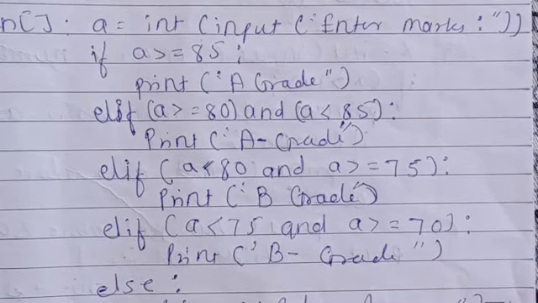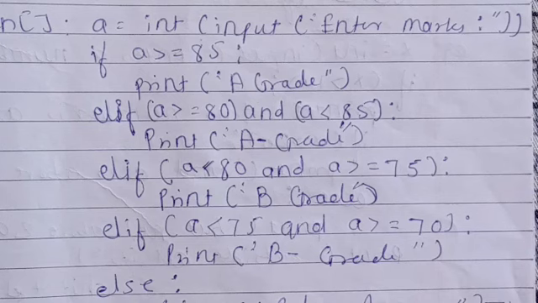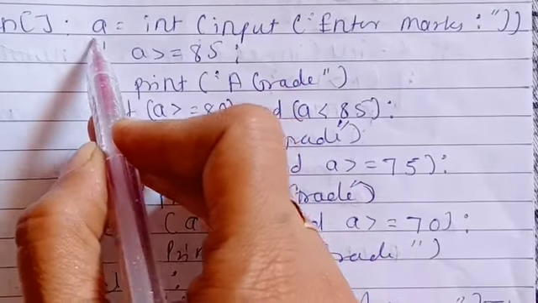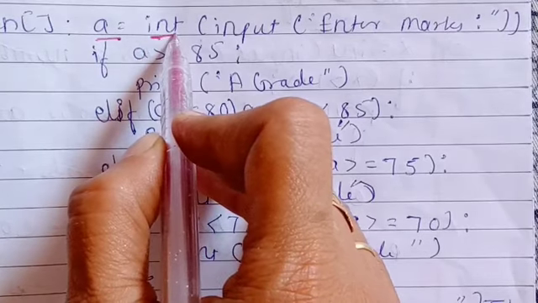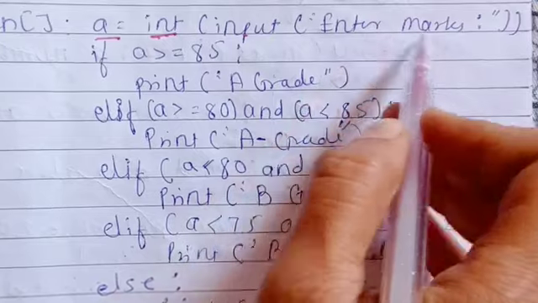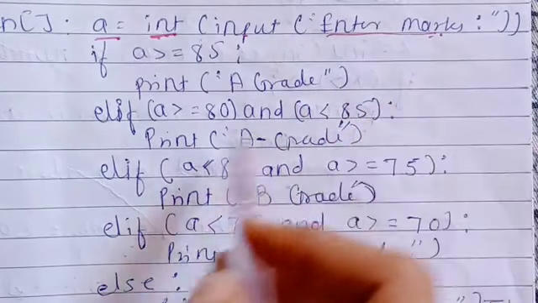Today we'll be seeing a program of if-else ladder in Python. This is a program for checking the grade of the marks, for which we have taken input from the user. The marks entered will be stored in A and are of type integer. Next, input "enter marks": this message will be displayed there.